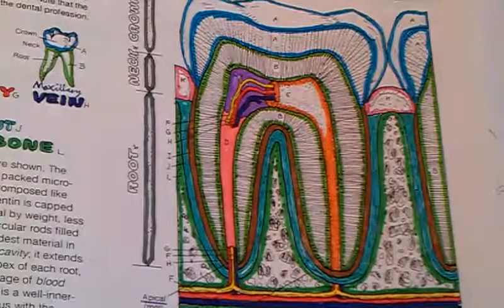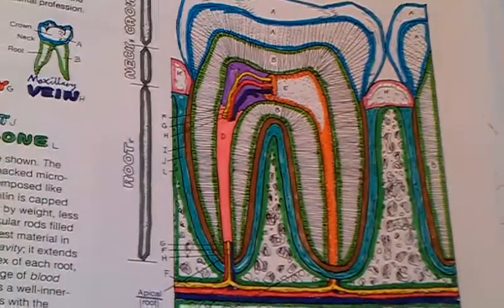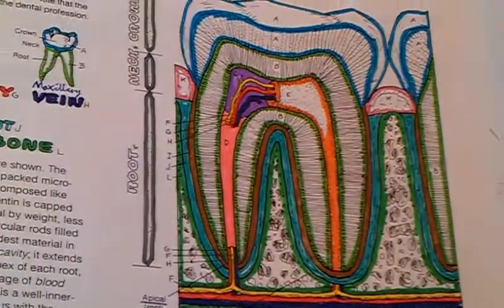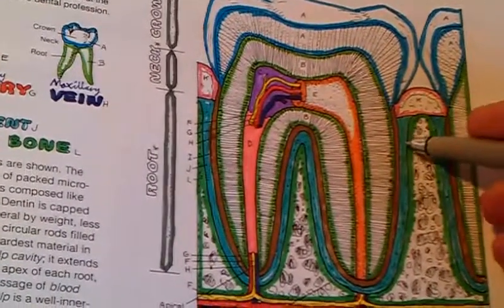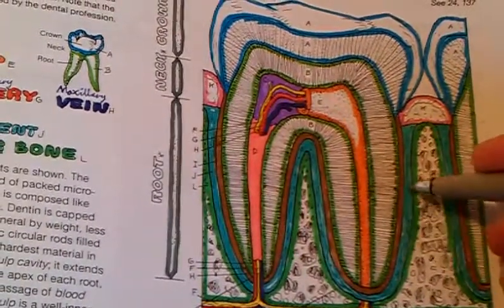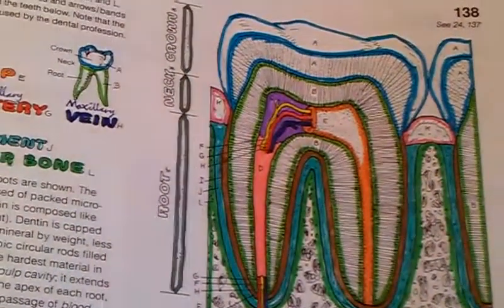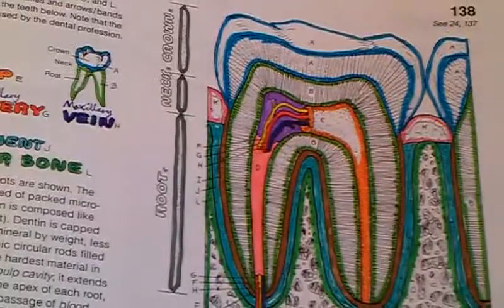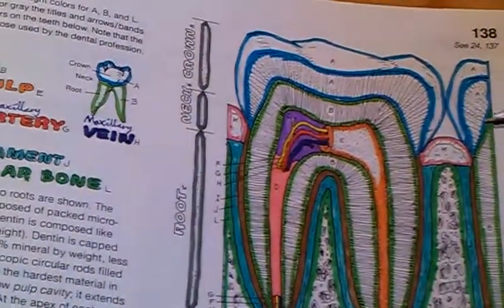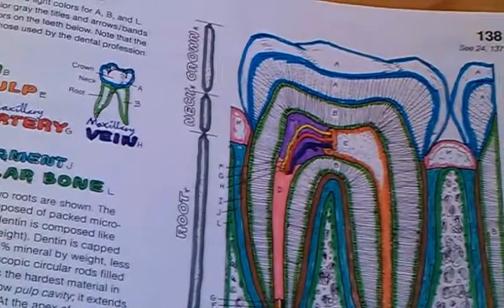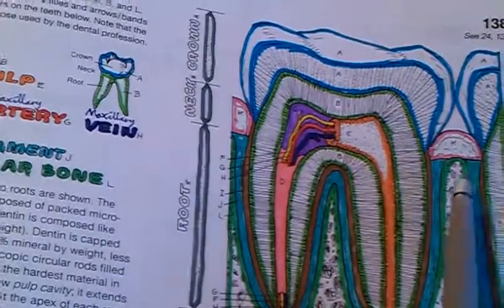The root of the tooth is connected to the wall of the alveolus in the maxillary or mandible bone by a periodontal ligament, which is this one. That's the attachment for the tooth. And we have gingiva or gum, which is a mucous membrane covering the neck of the tooth and the bone.